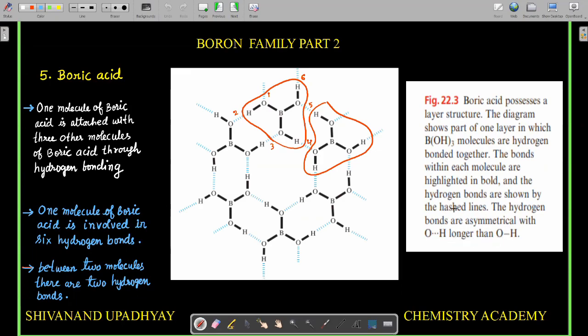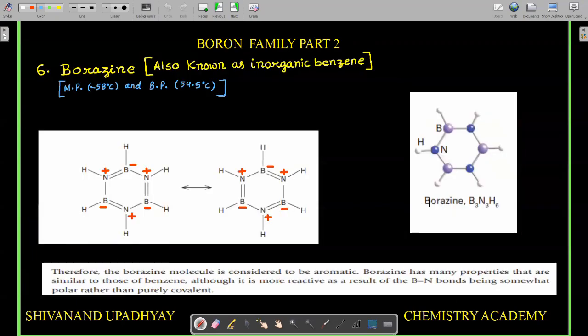Yes, that is understood. So now moving to the next structure or next molecule, that is known as borazine. Borazine, also known as inorganic benzene, right? Inorganic benzene is C6H6. In place of 6 carbon atoms, there are 3 nitrogen and 3 boron atoms. So this is the actual structure. This boron is acting like carbon, and this nitrogen is also acting like carbon. Because it has lost 1 electron, it has gained 1 electron.